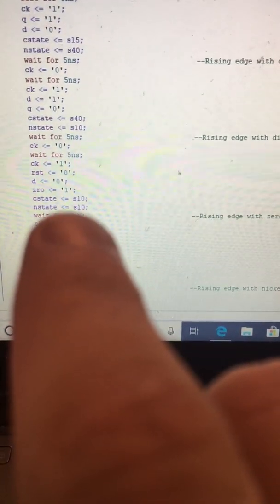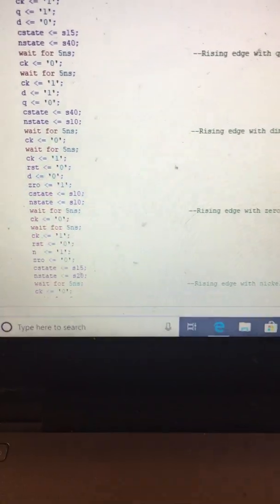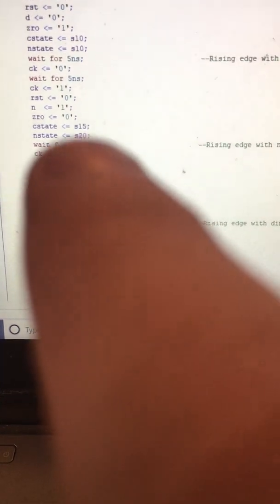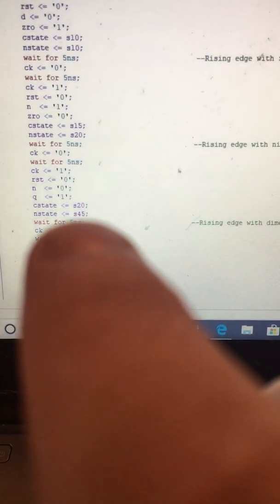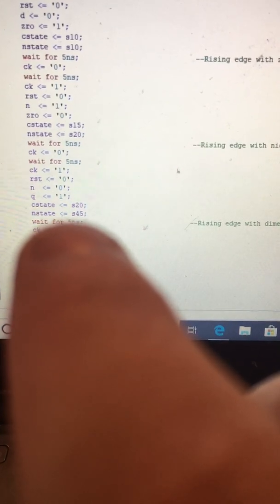At the next rising edge, nothing is inserted, so Z is enabled. The next state is state 10. At the next rising edge, a nickel is inserted, so the next state is state 20. And at the next rising edge, a quarter is inserted, so the next state is state 45.